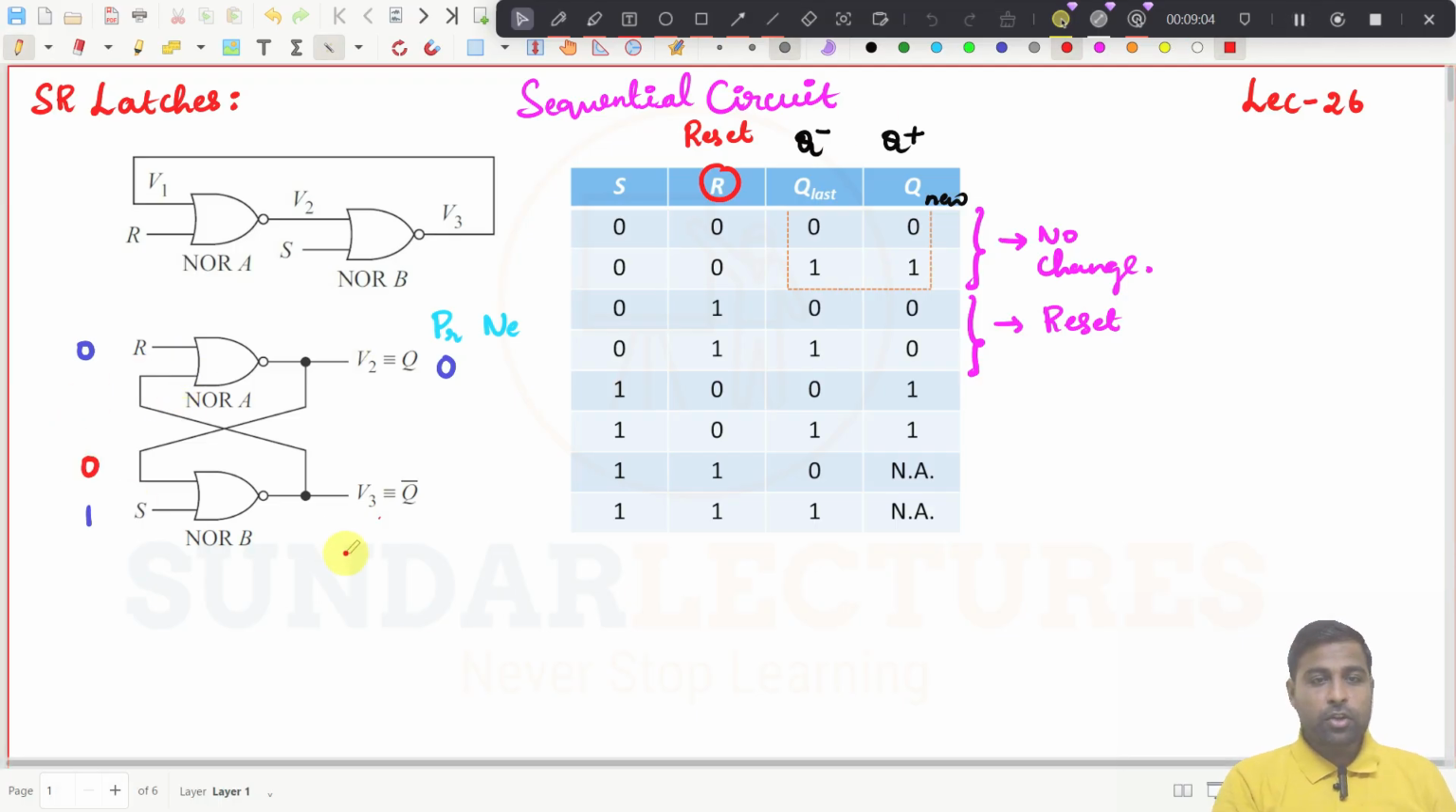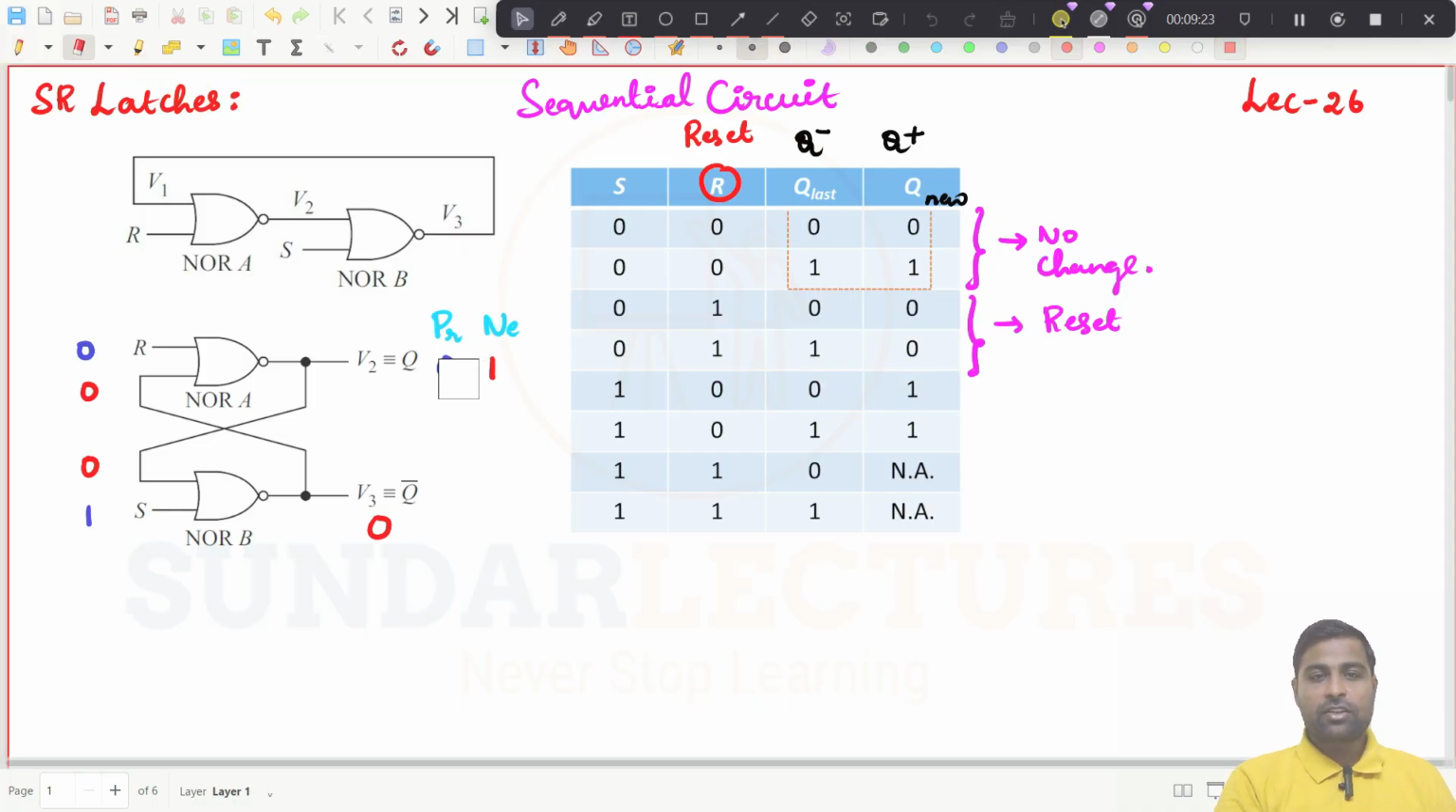So this becomes 1 0, which means it will be 0, right? So this is 0. This 0 will go here now. If both are 0, then what will be the NOR gate output? It will be 1, right? So the next state will become 1. This is the condition. See here, 1 0. If the present state is 0, the next state is going to be 1.